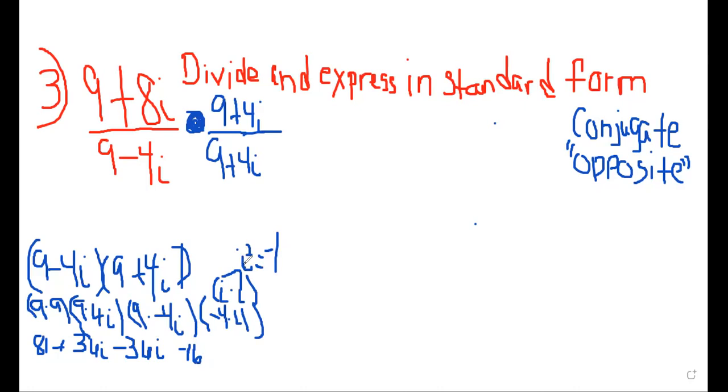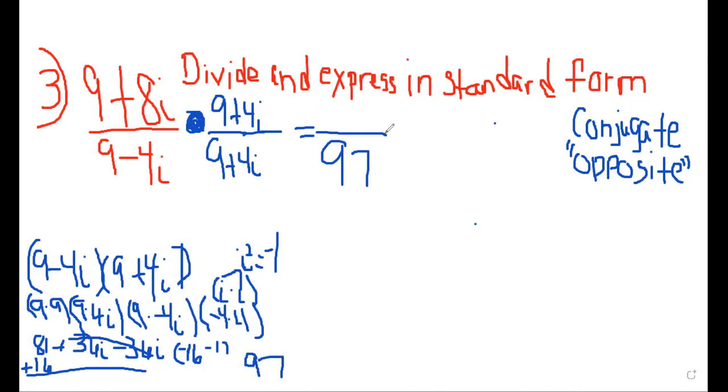Please make a mental note on your formula page so you will not forget that when you see i squared, when you do i times i, it is always equal to negative 1. So now we have negative 16 times negative 1, and that result will come out as positive 16. We know that will align with 81. The negative 36i and positive 36i will cancel out. Now we calculate 81 plus 16, and that result becomes 97. So our denominator is now 97.